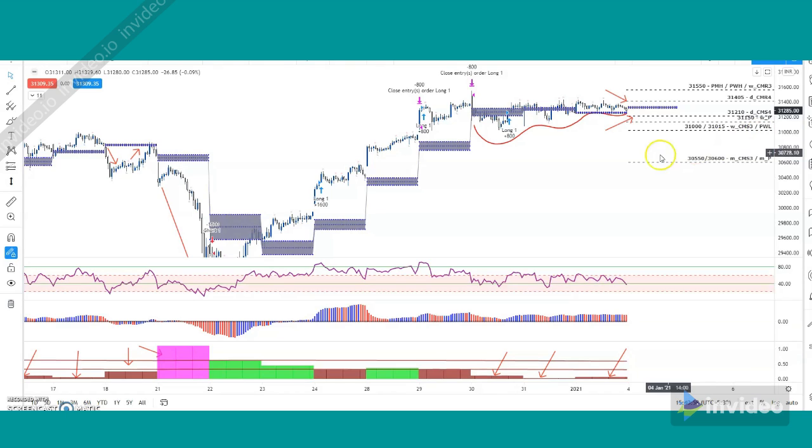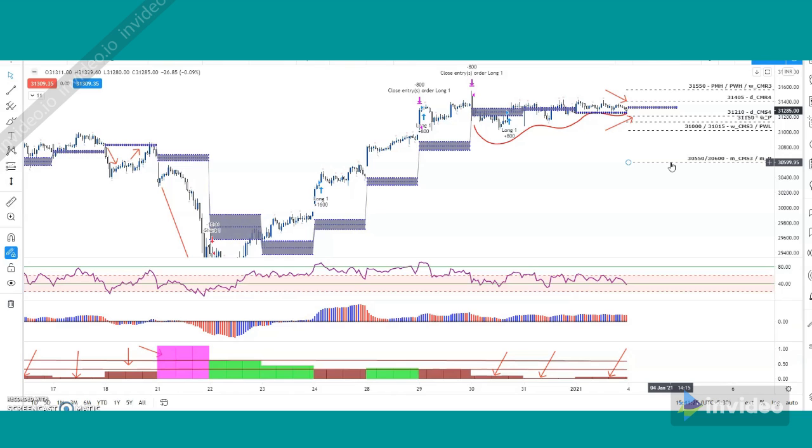And below that, around 30,550 to 30,600, you have monthly Camarilla S3 and also a monthly pivot, which is nothing but the monthly golden pivot zone. Just in case the price happens to come to this zone, it should act as a strong support because it is the monthly golden pivot zone.